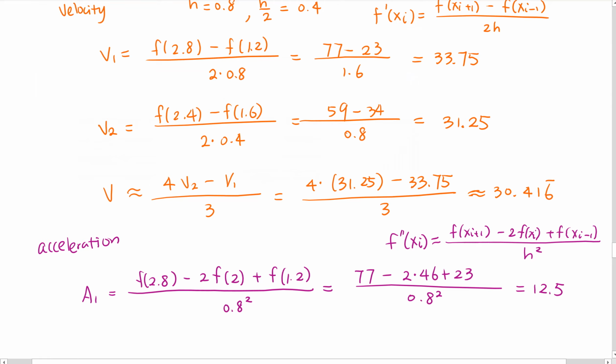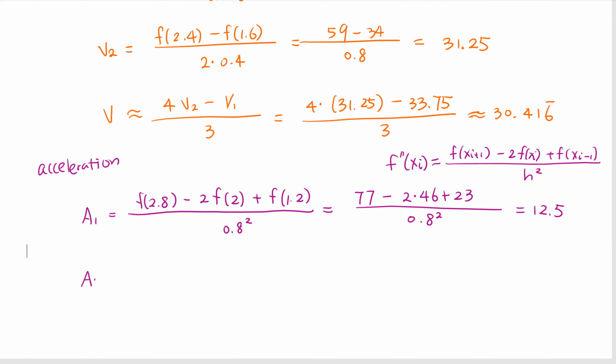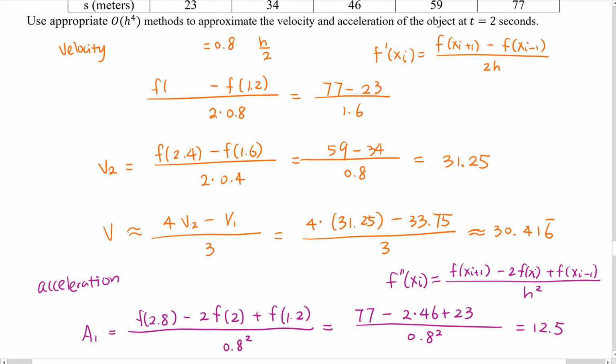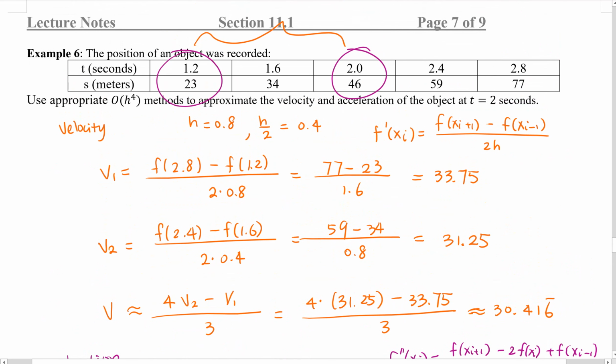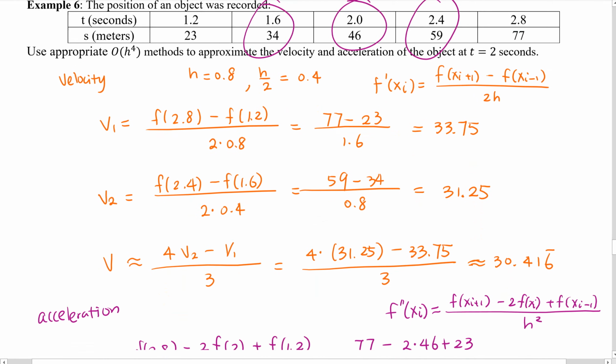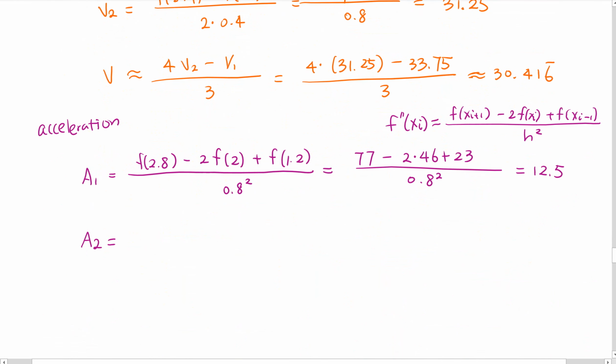Alright, so for A2, which 3 points are we going to use? Okay, we're going to use the step size h over 2, which is 0.4. Then we're going to use these 3 points: 1.6, 2, and 2.4. And displacements are 34, 46, and 59. Okay, keep that in mind.